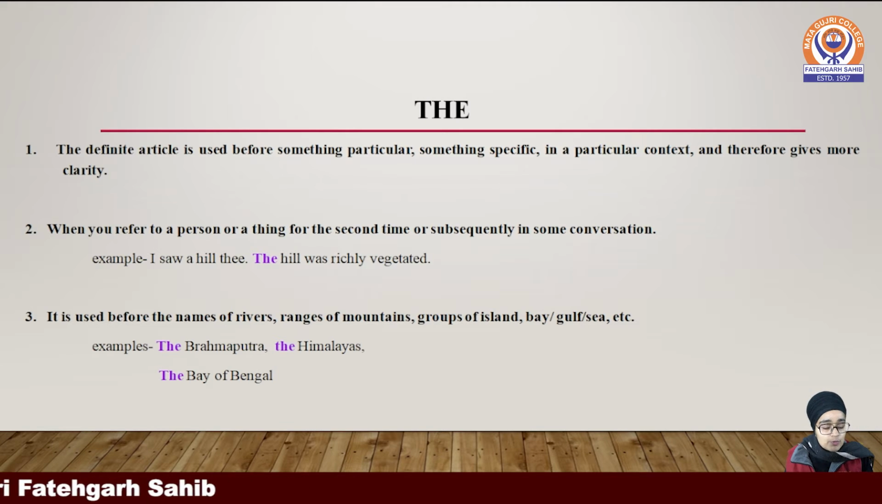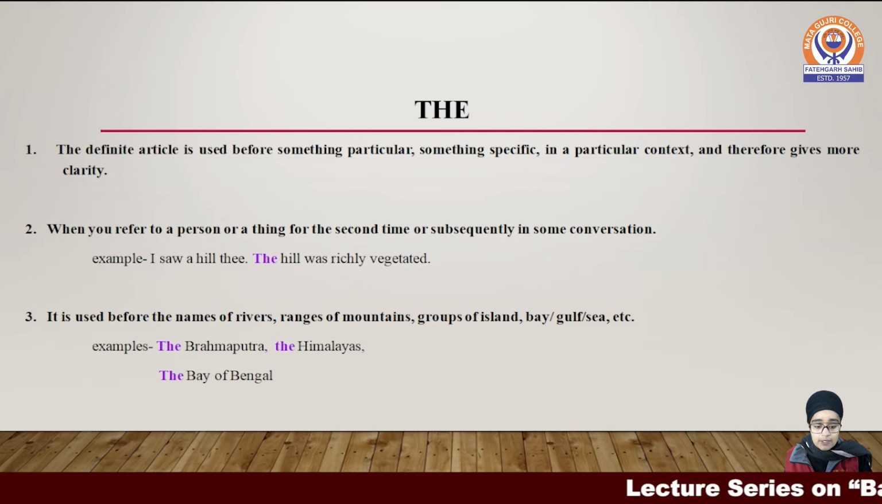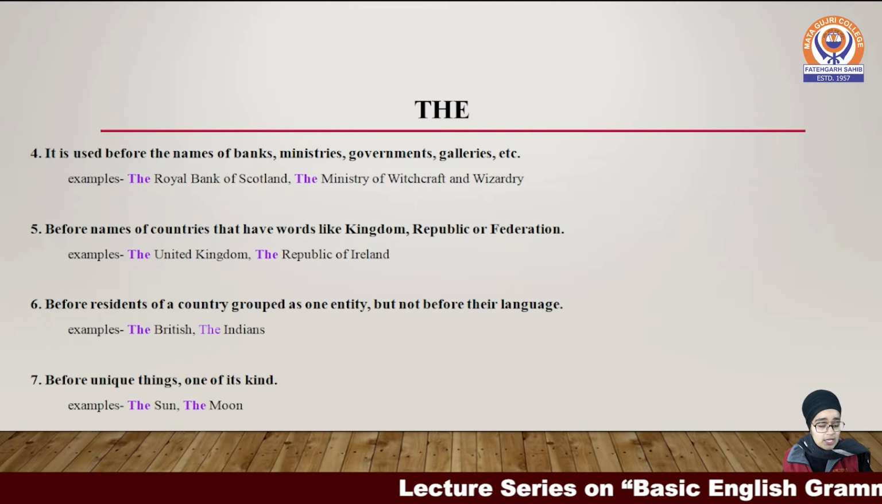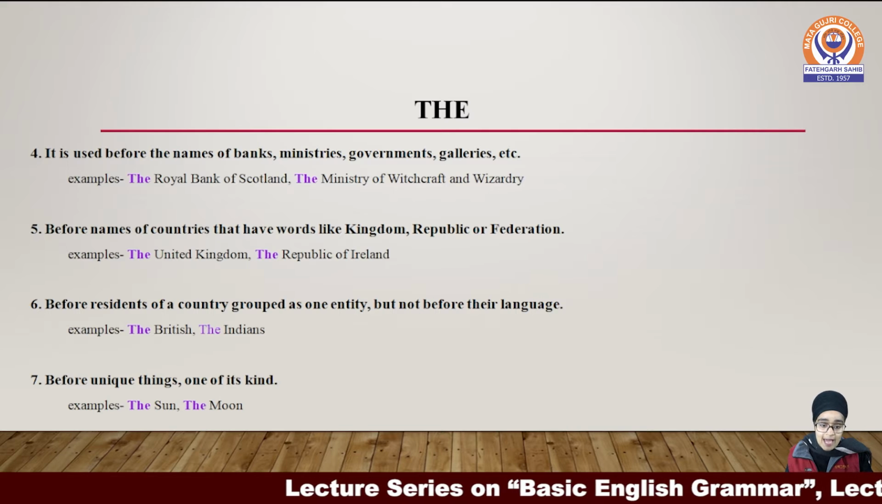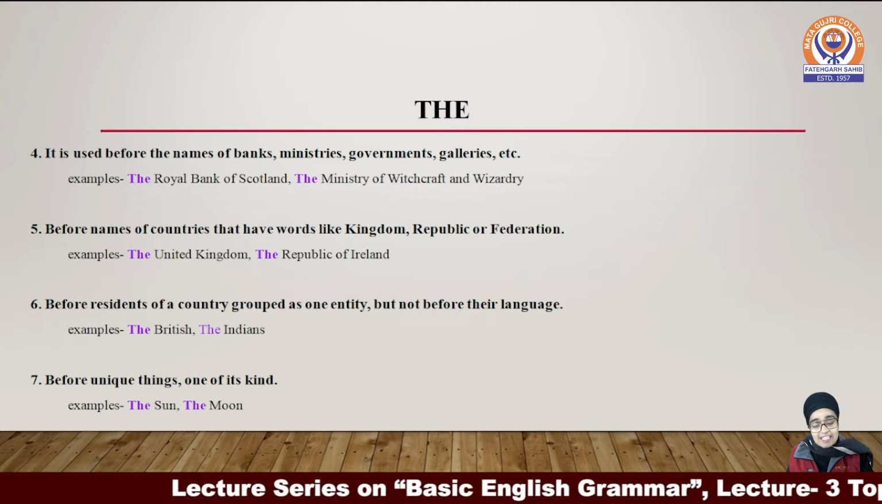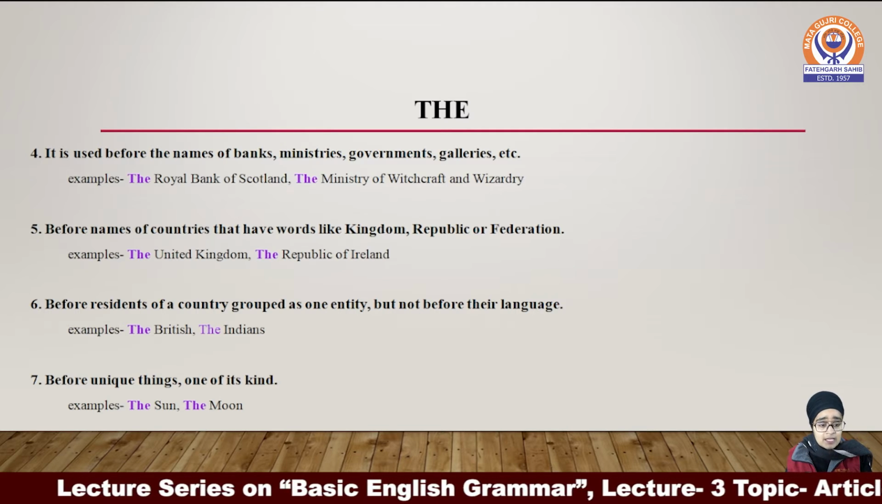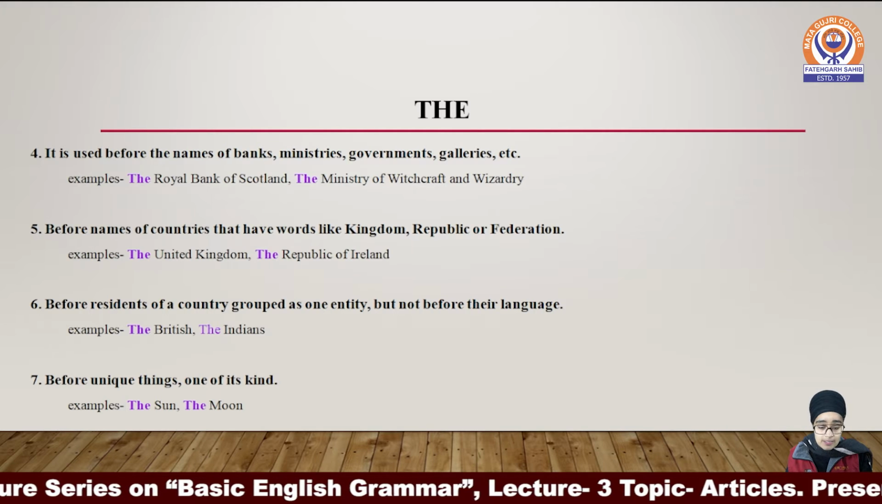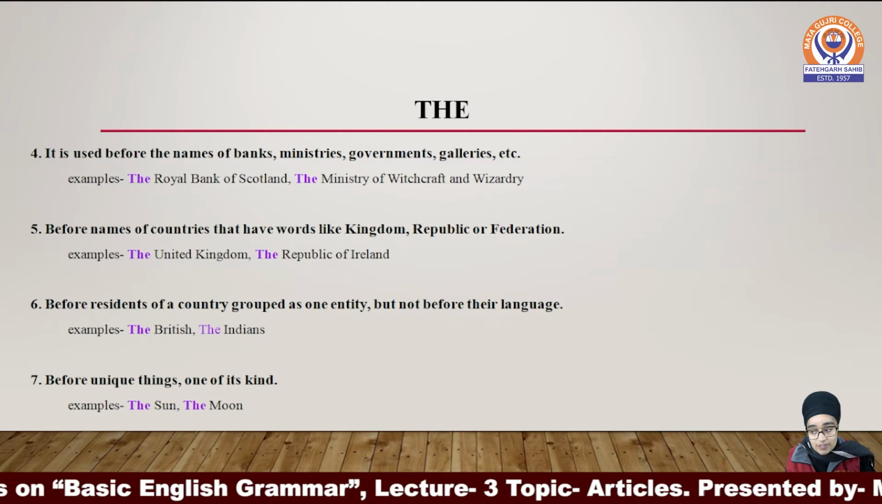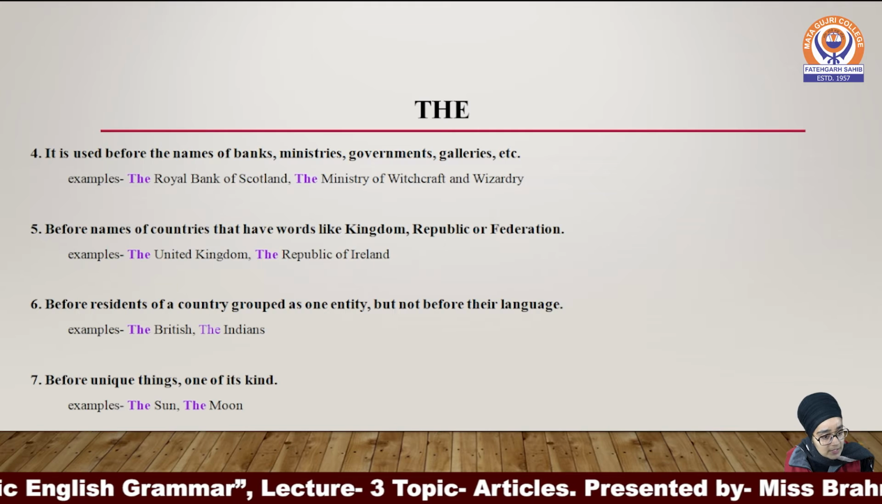Second, it is used before the names of rivers, ranges of mountains, groups of islands, bay, gulf, sea, etc. Examples: the Brahmaputra, being very specific, being particular, the Himalayas, the Bay of Bengal. Fourth, it is used before the names of banks, ministries, governments, galleries, etc. Examples: the Royal Bank of Scotland, the Ministry of Witchcraft and Wizardry. I hope you've seen the Harry Potter series.